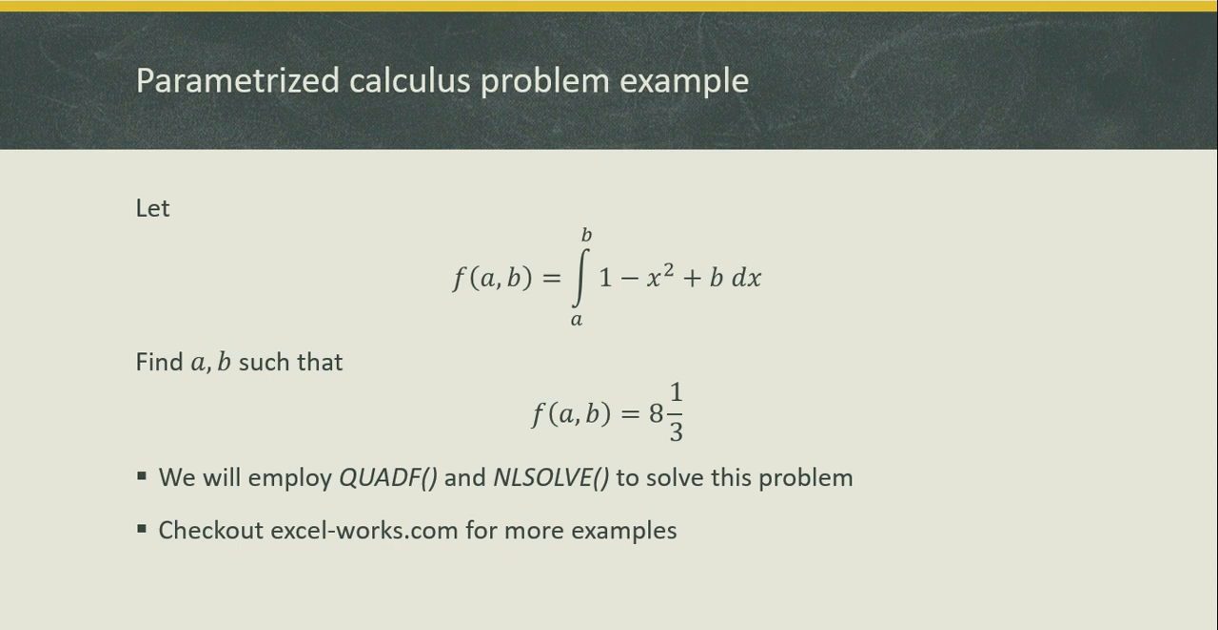We have an integral with two parameters a and b. We will find the values for a and b such that the integral has the value 8 and 1/3. For this example, we'll be employing the integration function quadf and NLSOLVE to solve this problem. I'll do the demonstration in Excel, although the procedure for solving these problems in Google Sheets is virtually identical.